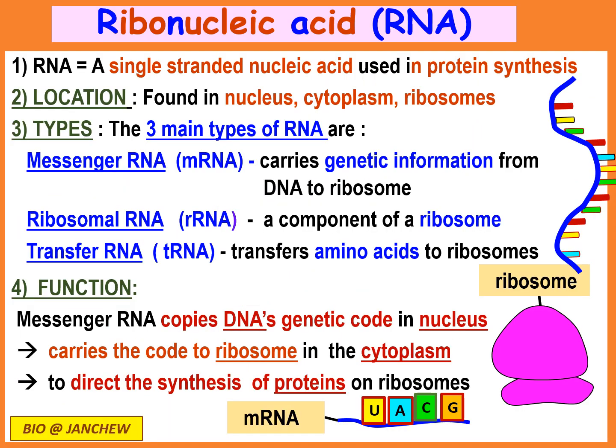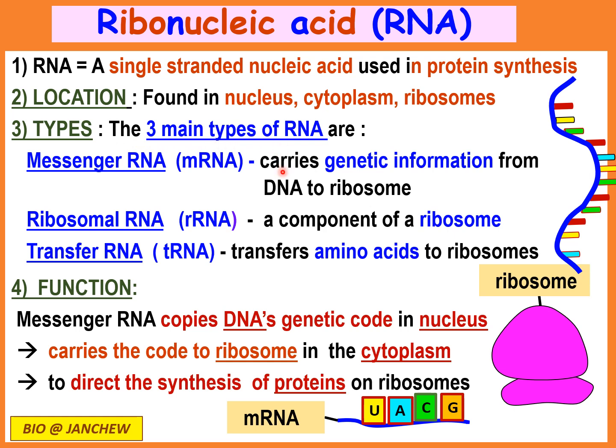Now let's discuss the structure of RNA. RNA is a single-stranded nucleic acid used in protein synthesis. Only 1 strand. Okay, location found in the nucleus, cytoplasm, and ribosomes. Types, there are 3 types of RNA.